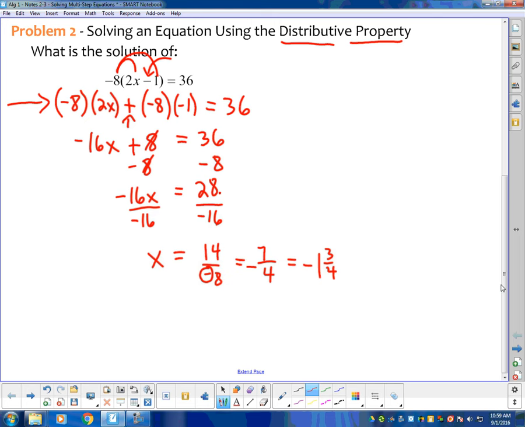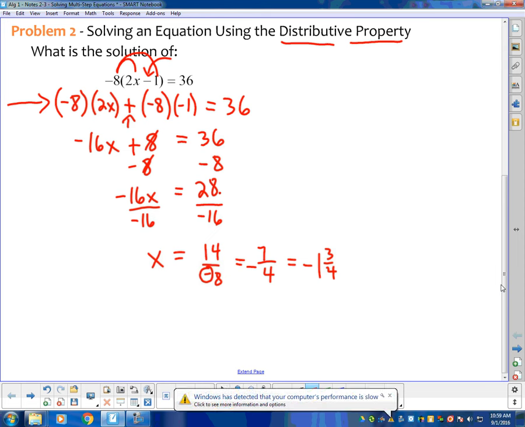Okay? So I don't want you to think that every equation has an integer solution. An integer is a positive or negative whole number. It's okay to get a fraction. And especially with the use of our calculators, it's fine to do this division and then change it to a fraction, or to write it as a mixed number would be fine to do as well.